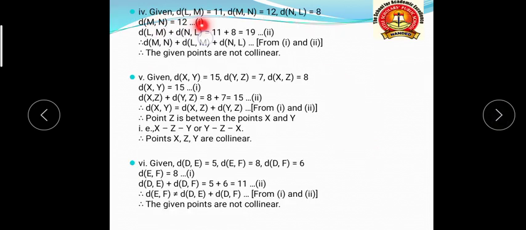Then next, distance of LM is equal to 11 and distance of MN is equal to 12 and N comma L is equal to 8. So what is distance of M comma N? 12. So this is your first equation. Now distance of L comma M plus N comma L, 11 plus 8, that is equal to 19. So are they equal? No, therefore the points are not collinear. In this way you can solve the question number 5 and 6 also.